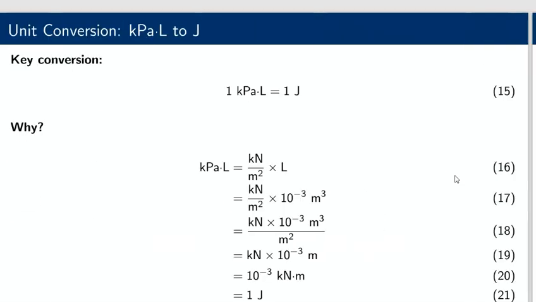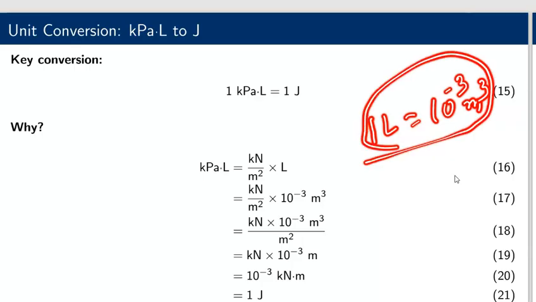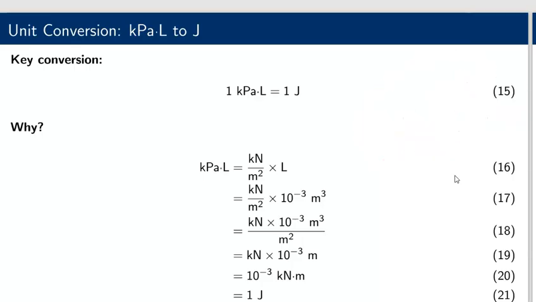Now 1 kilopascal liter is equal to 1 joule. How does this actually come about? We can write kilopascal as kilonewton per meter square, because Newton per meter square is equal to Pascal. Now 1 liter is equal to 10 to the power minus 3 meter cube, that we know. So we plug it in: kilonewton per meter square into 10 to the power minus 3 meter cube.